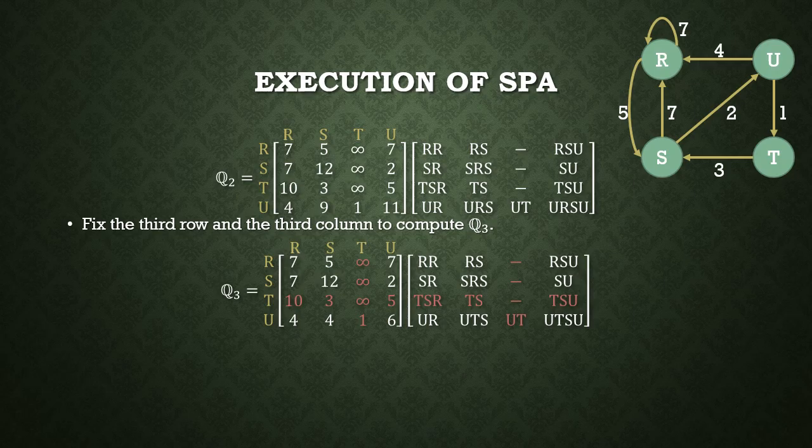Now what about the resulting path? 1 is UT, 5 is TSU. The resulting path should start with U and end at U. The T is repeating, so we drop one T and the resulting path is UTSU. This completes our matrix for Q3.